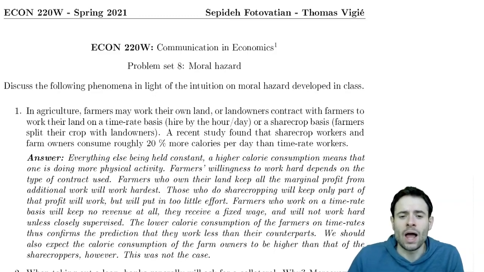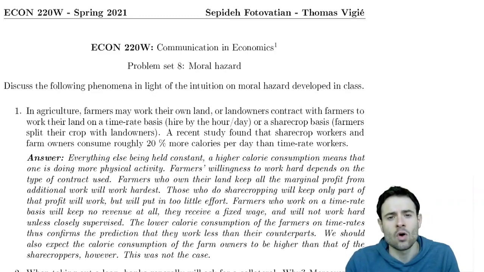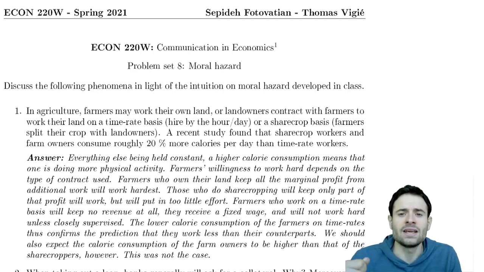In this tutorial I will discuss different statements, different phenomena, and explain how related they are to the moral hazard concept seen in the lecture. Before I get into them, a quick reminder on what moral hazard is about. Moral hazard is the consequence of a situation where one or several agents taking part in a contract, an agreement, can take hidden actions.